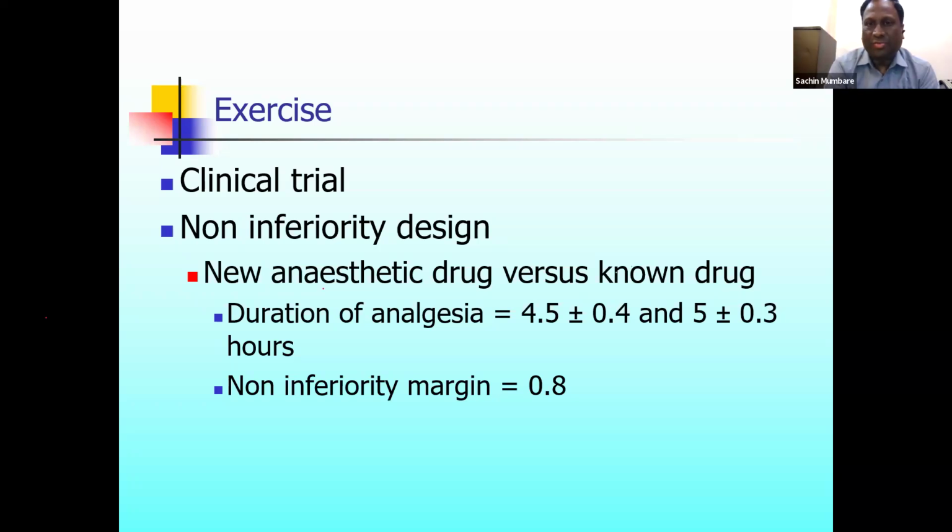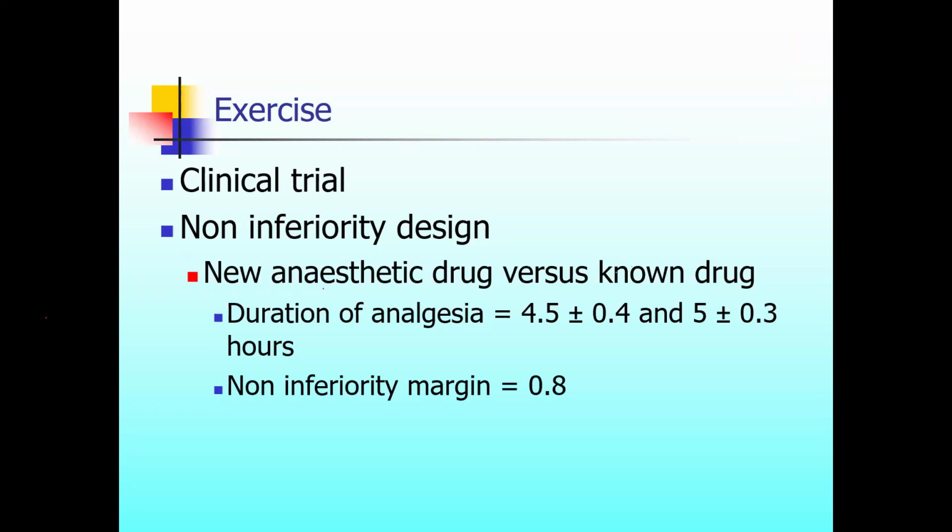Now I will request one thing to everyone. Instead of 4.5, you put 4. Duration of analgesia 4 plus minus 0.4 and see what happens. And tell me what is the output. Wrong input for a non-inferiority. Why? You just read there.